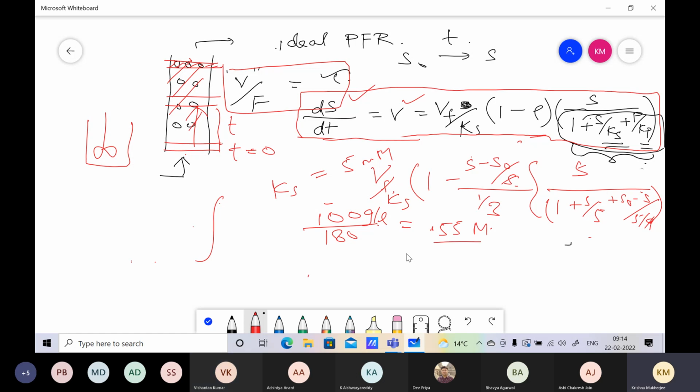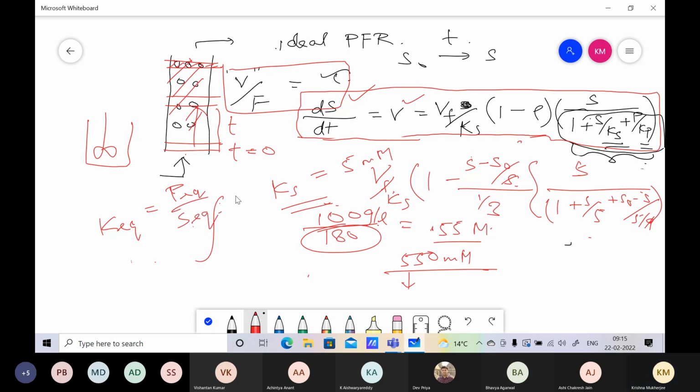Okay, so actually you have to write it as 550 millimoles, S naught. Whatever percentage conversion I wanted, you can't convert more than that, and that percentage conversion is also determined by millimoles. So everything has to be done by dividing by 180, because without dividing you cannot get the fact that this K equilibrium is P equilibrium in millimoles or moles upon S equilibrium, right?